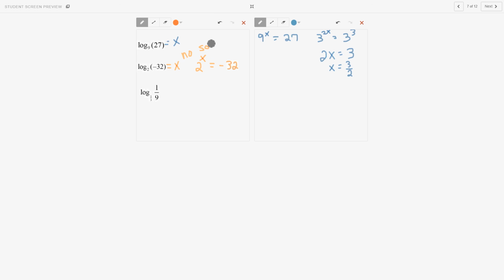What they want you to get out of this is that you can never take a log of a negative number. And if you put it in your calculator, even if you use common base, it is going to come out undefined. Our last one, I'll set that equal to x.